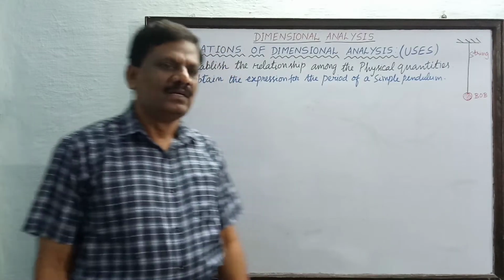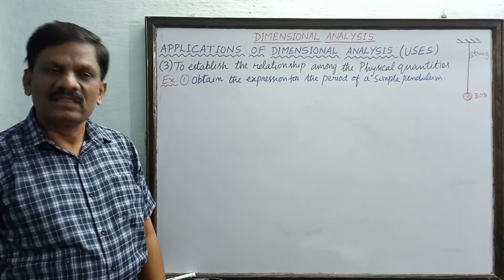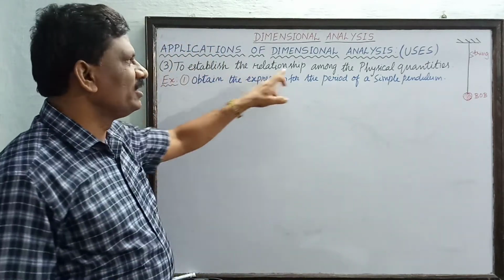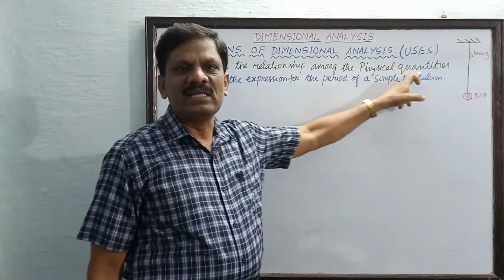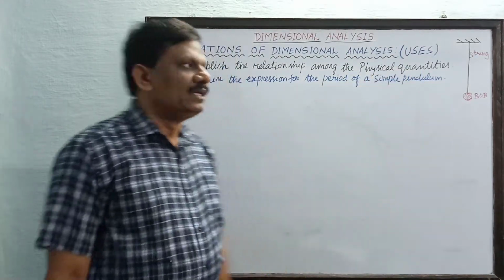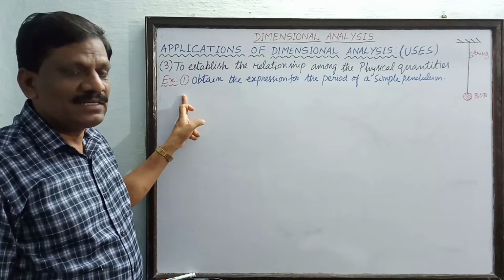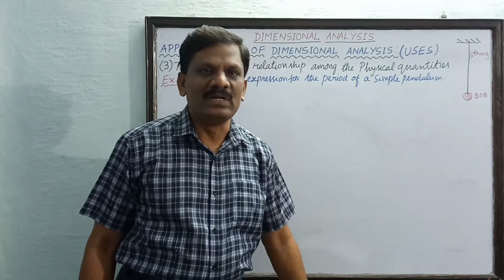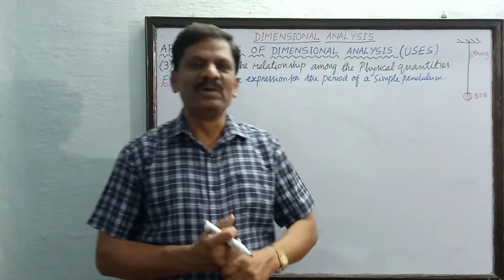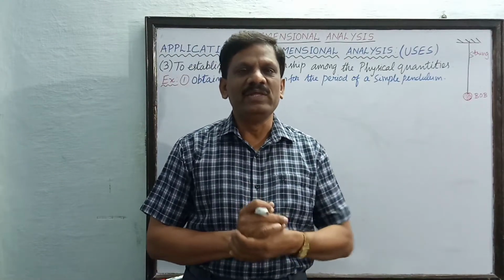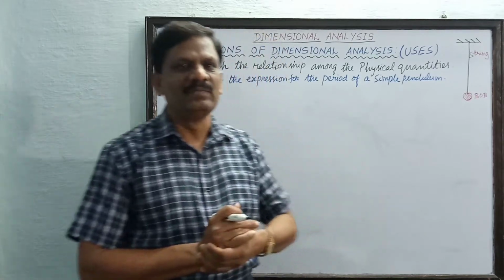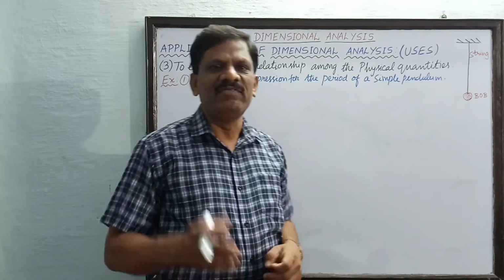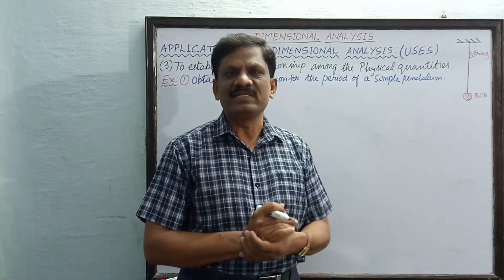Hi students, now we are going to discuss the third application of dimensional analysis, which is to establish the relationship among the physical quantities. So for that, example 1 is to obtain the expression for the period of oscillation of a simple pendulum. You must have studied the simple pendulum in the theory. Galileo invented the simple pendulum. Any mass attached to a string and freely allowed to oscillate is called a simple pendulum.